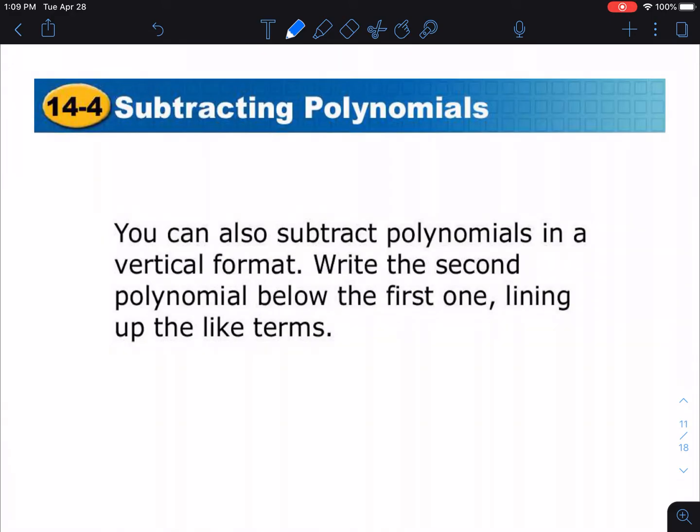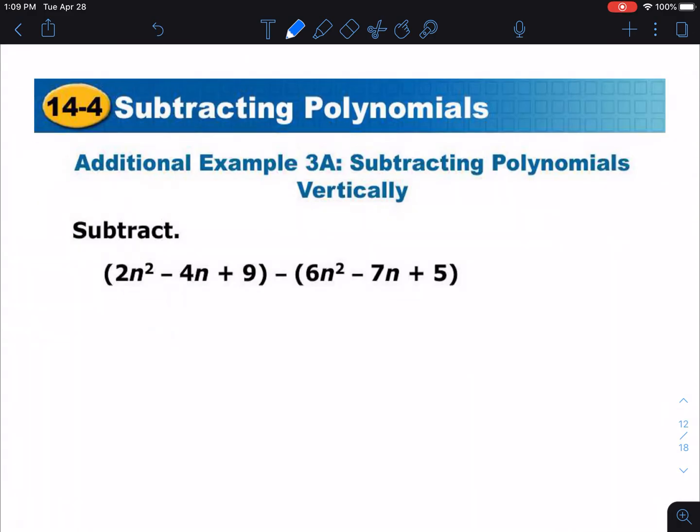But you can also subtract polynomials in a vertical format. Okay, so all you have to do then is write the second polynomial below the first, lining up the like terms. So let's see if we can do 1 or 2 of these, and then we'll be ready for our assignment. Okay, so in this one right here, what we want to do is we want to line up everything.